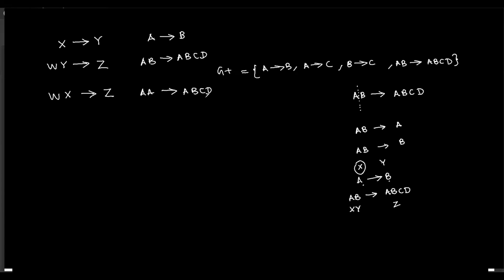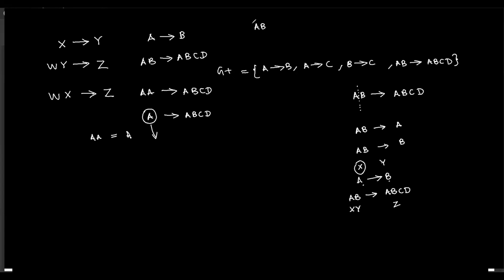But here we have to be very careful. We know AA is nothing but A. So we can say A functionally determines ABCD. So the primary key here will be A. This is the candidate key, the one and only candidate key here, and there are other super keys.